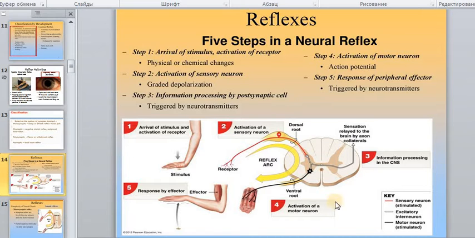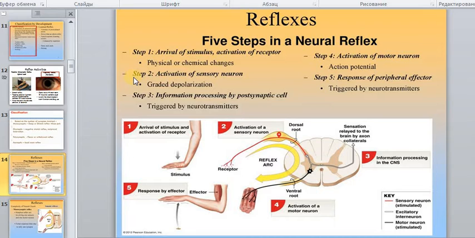And usually we see such a drawing of the somatic reflex arc and its steps. You have 5 steps in a neural reflex. As usual, step one is just physical or chemical changes, the activation of a receptor on the surface of the skin, whatever.